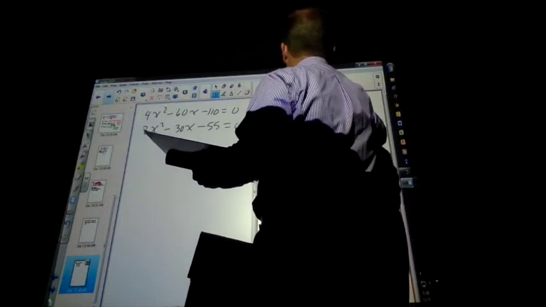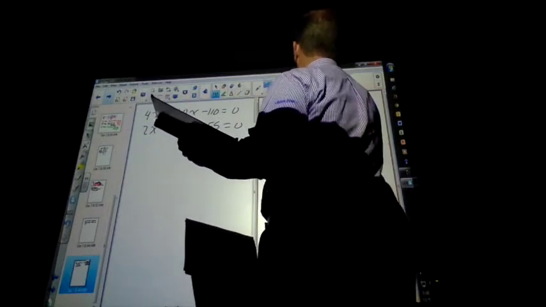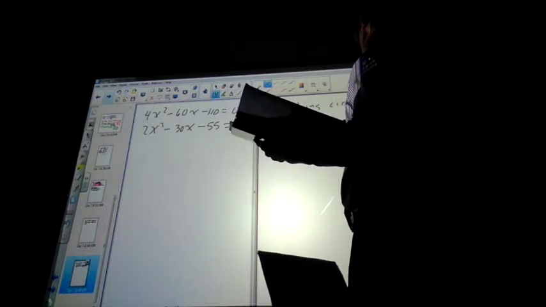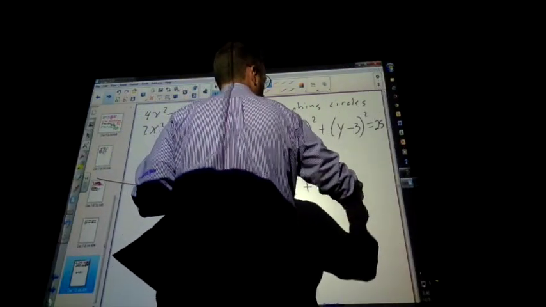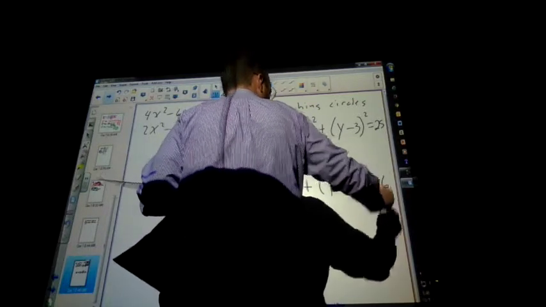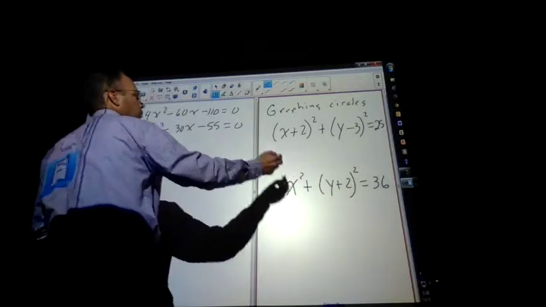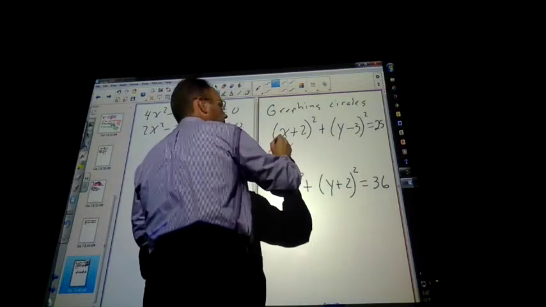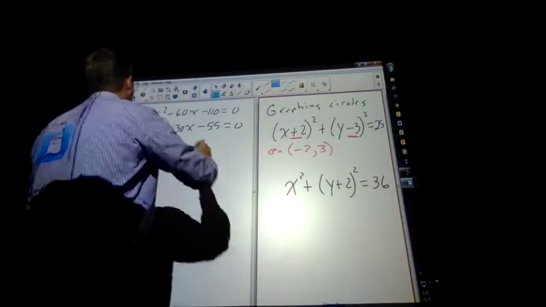Graphing circles. So these are two circle equations. If they're set up and grouped, that should be squared, sorry. In order to find the center of the circle, the center will be the opposite of what's inside. That's the center of my circle.